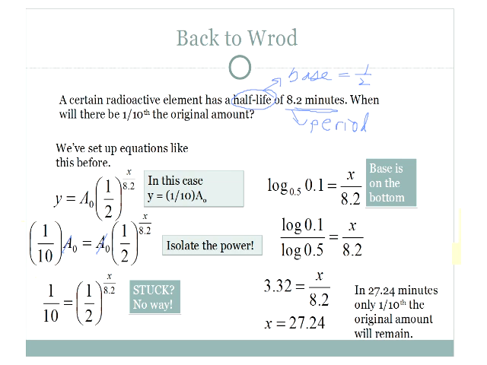So this means that in 27.24 minutes, there will be 1/10 of the original amount left. No matter what I started with, there's going to be 1/10 of that amount left, since the half-life is 8.2 minutes.